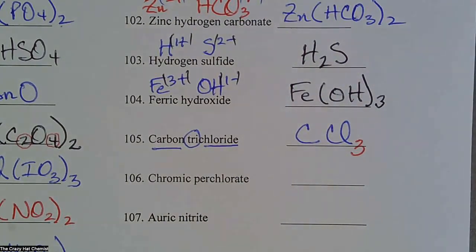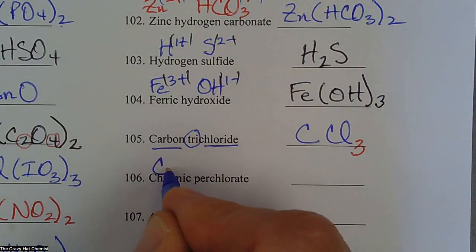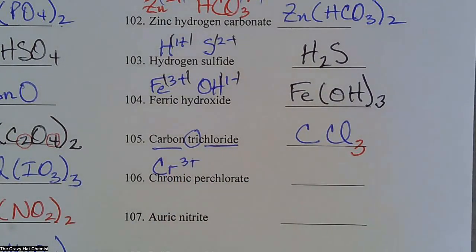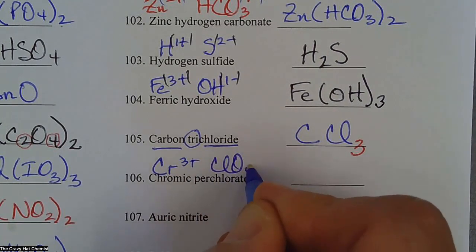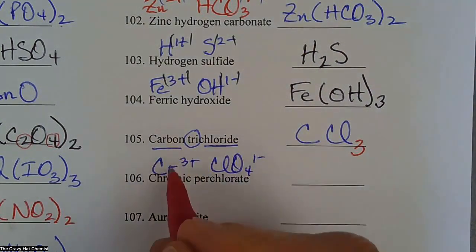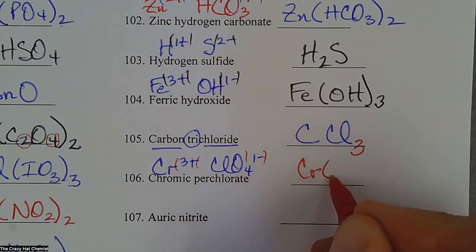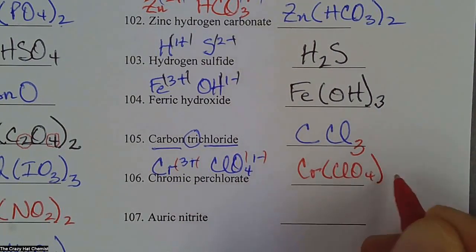Okay. Chromic perchlorate, chromic is Cr with a 3 plus. Perchlorate is ClO4 1 minus. Take the absolute value of these two right over here. I get Cr(ClO4)3.